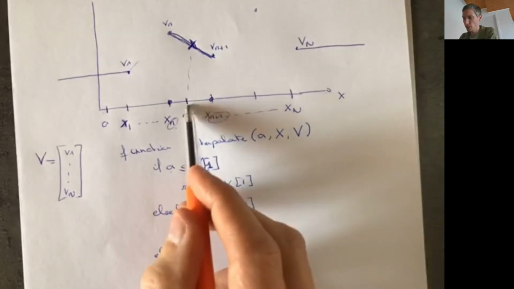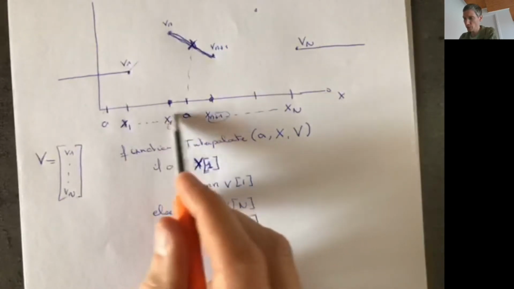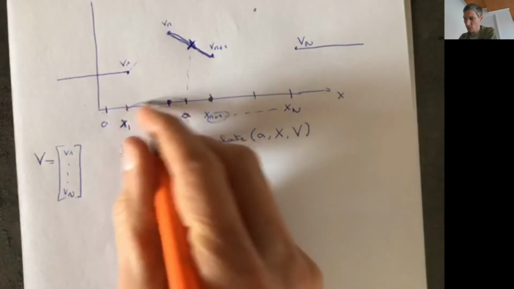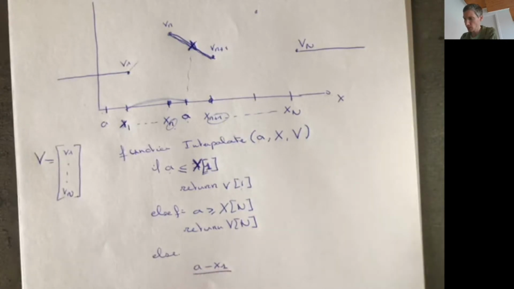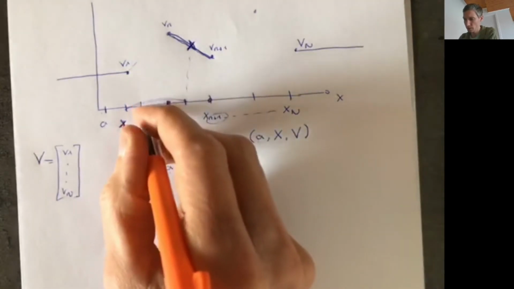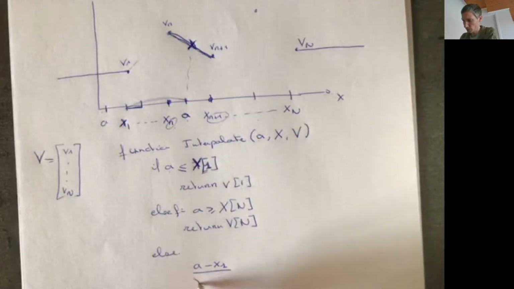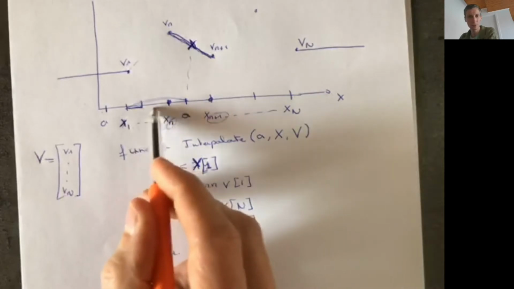Once we have an a, we need to compute this here, and we need to compute this here. So how do we obtain this value? Well, first of all, we can measure the distance between a and x1, a minus x1. And then we can divide it by the size of every interval, for example x2 minus x1. This is like the step size of the grid. Here we assume that all distances are equally spaced.